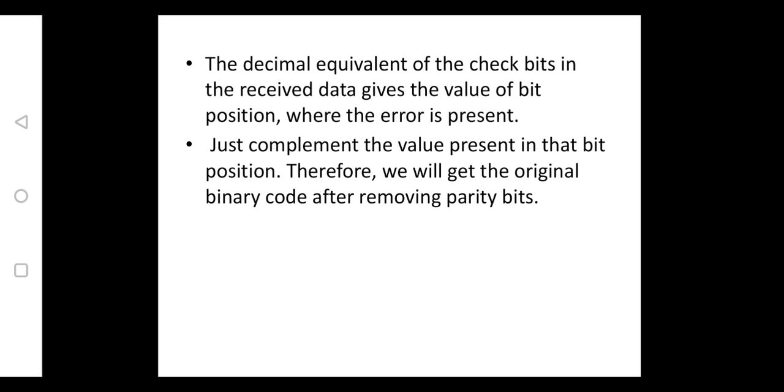So perform the XOR operation for 1, 3, 5 and 7. If the given parity and the computed parity are the same, keep it as 0. If both are different, keep it as 1. Similarly, in order to check the second check bit C2, what we need to perform? We need to perform the XOR operation of 2, 3, 6 and 7.